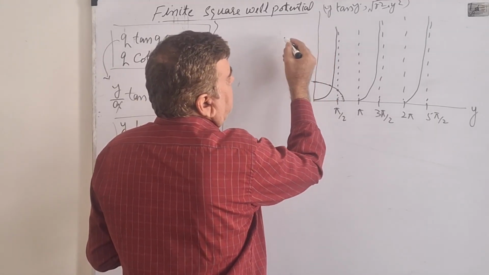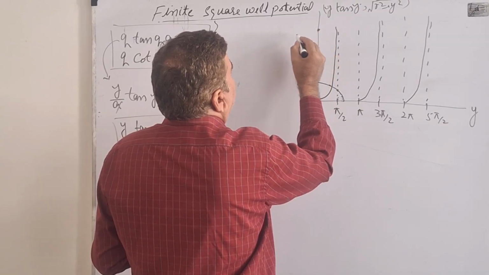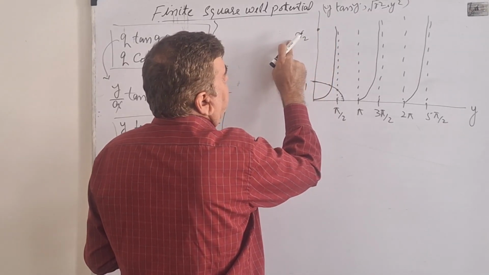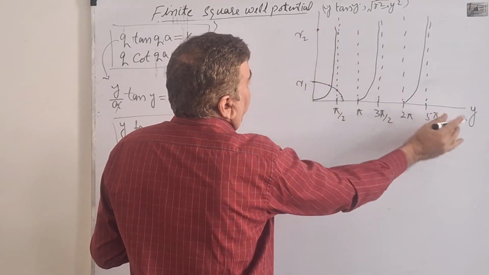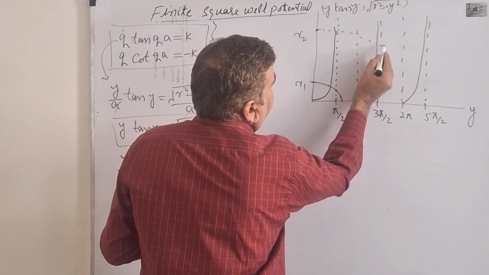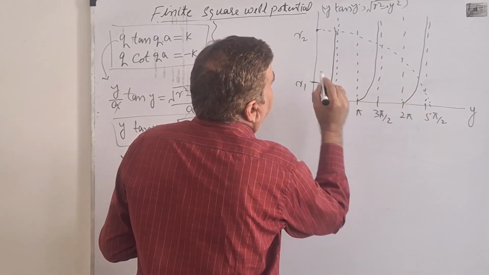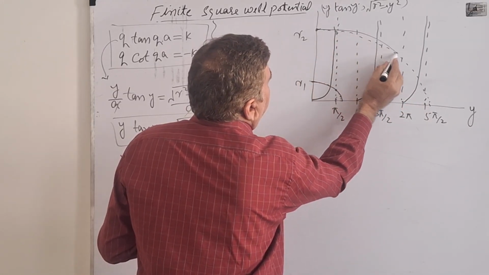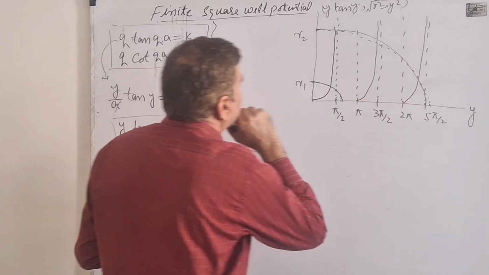And then I take this with another r. Let me call that r2. This is another value of r2, and I plot that against y, this thing. I get a curve like this. Right? This is a curve, a circular curve like this.